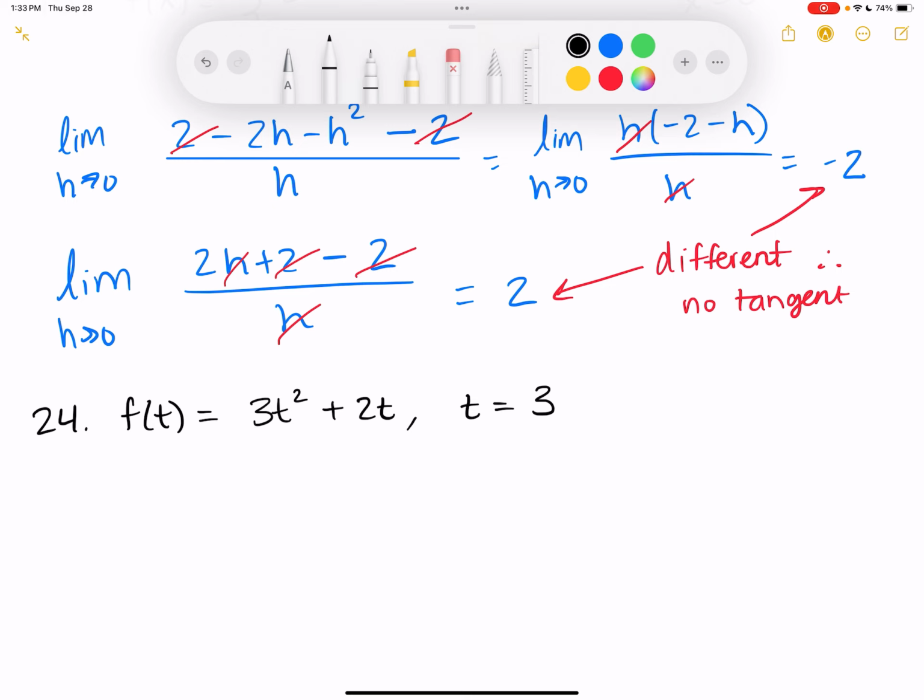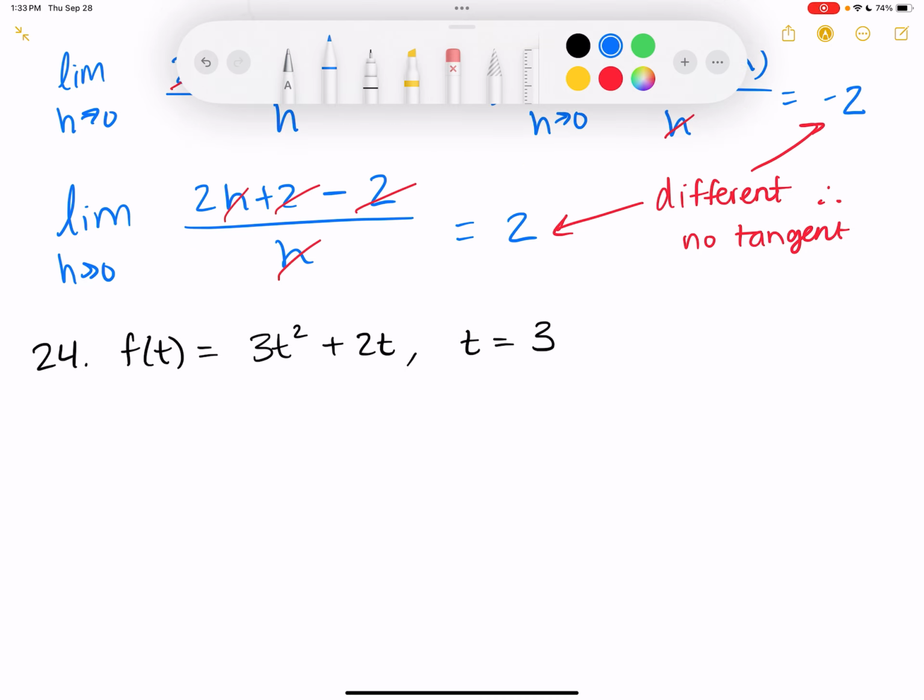So this one's going to be probably a little more work in a sense, because we've got things being multiplied and factored and all that fun stuff. So limit as h approaches 0. On top, initially I'm plugging in t plus h, so 3 plus h. So 3 times (3 plus h) squared plus 2 times (3 plus h). So this is the t plus h part.